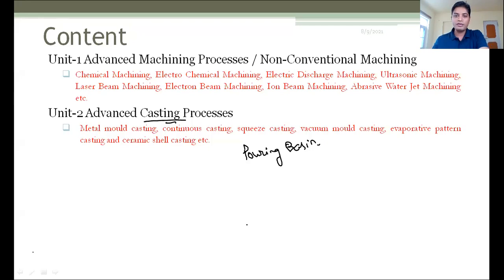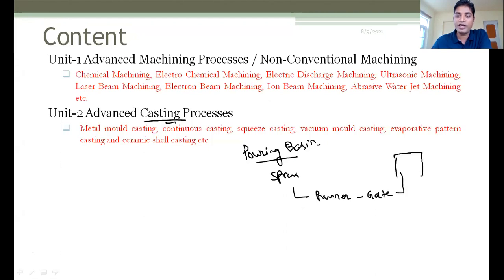So we started with this one. You have started with this element, that is the pouring basin. After that there is a sprue. Then after the sprue there is a runner, and after the runner there is a gate. And then there is a mold cavity and all these things, and in between there is a core that we are also keeping.